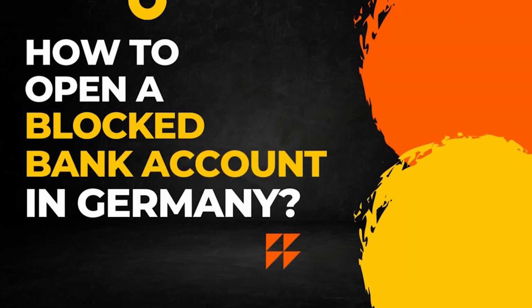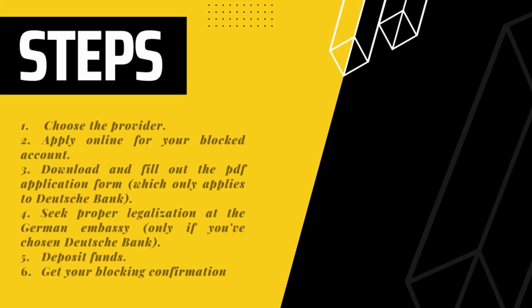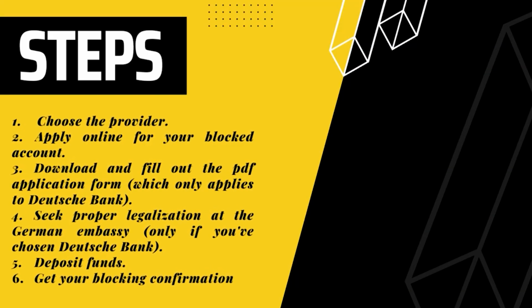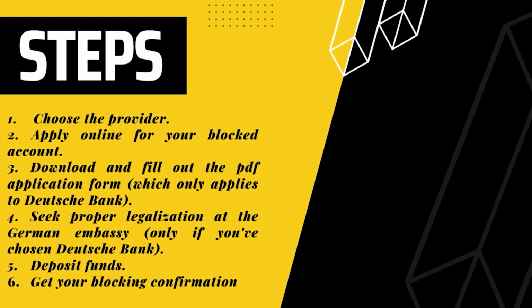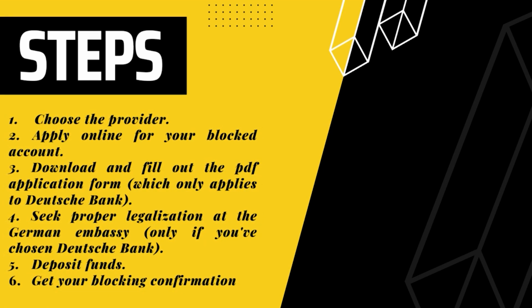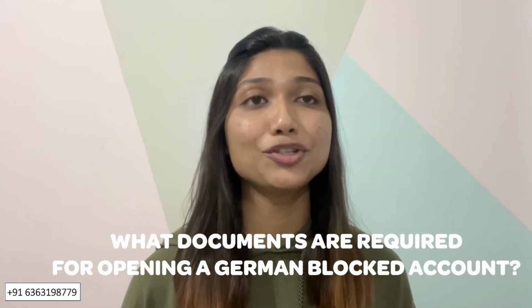How to open a block bank account in Germany? Opening a block bank account in Germany is as easy as the following steps. Number 1. Choose the provider. Number 2. Apply online for your blocked account. Number 3. Download and fill out the PDF application form which only applies to Deutsche Bank. Number 4. Seek proper legalization at the German embassy only if you have chosen Deutsche Bank. Number 5. Deposit funds. And number 6. Get your blocking confirmation.